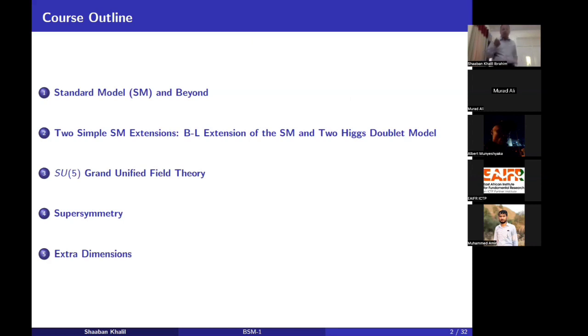So, as I told you, the first lecture will be about the standard model and beyond. This is hopefully the simplest and easiest, just the opening lecture.